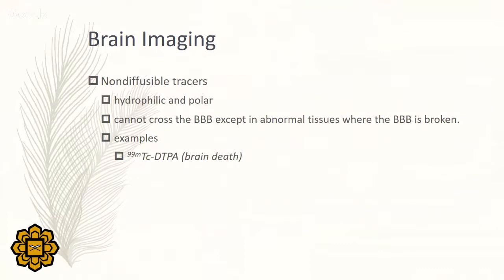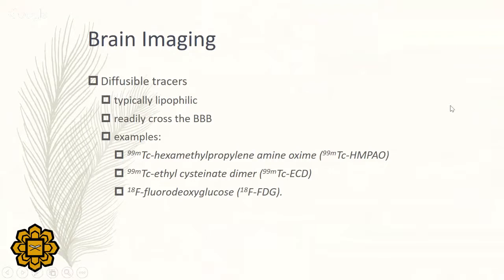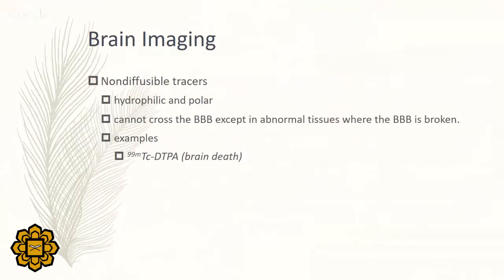Okay, how about the non-diffusive tracers? If you look at the diffusive ones, they are lipophilic. So logically, if it's non-diffusive, that means it's hydrophilic, or call it lipophobic. That means it likes water, it hates lipid, and it's also polar. It means these tracers can't cross the BBB, or have difficulty crossing the BBB, except in abnormal tissues where, as I said earlier, the BBB might be broken due to certain diseases like tumors.